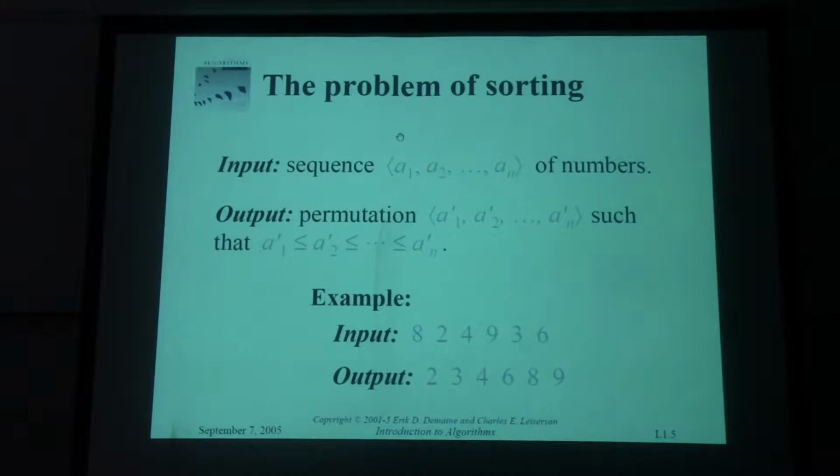Okay. And so the output is a permutation like this, such that A1 prime is less than or equal to A2 prime is less than or equal to dot, dot, dot, AN prime. Does that make sense? So that's called a sorted sequence. So if the input is like this, then the output is like that. So what's the value of A3 prime? 4. And what's the value of A3? Also 4. What's the value of A2 prime? 3. And A2? 2. Okay. You got that, and you got that.